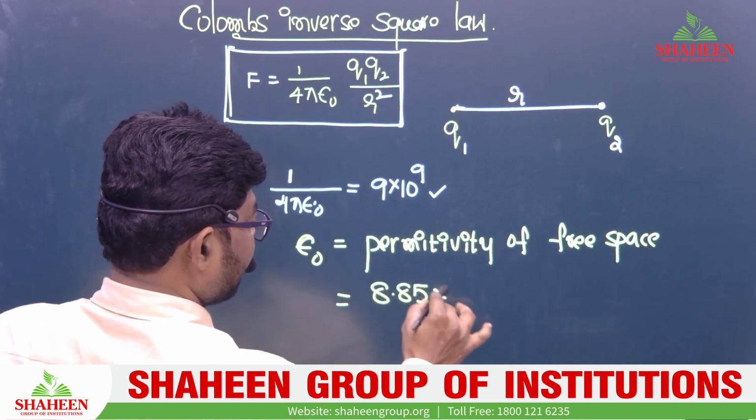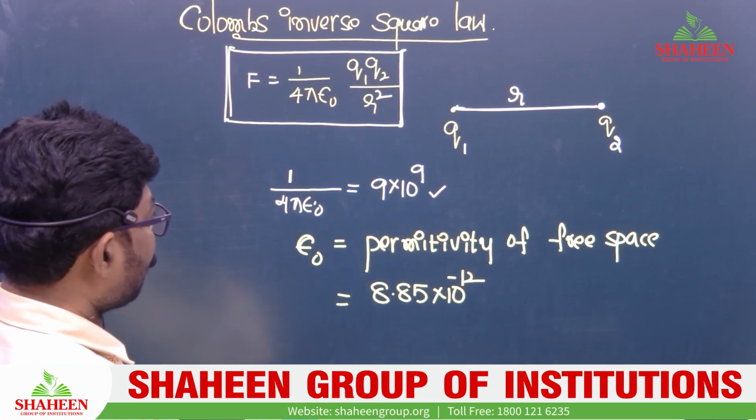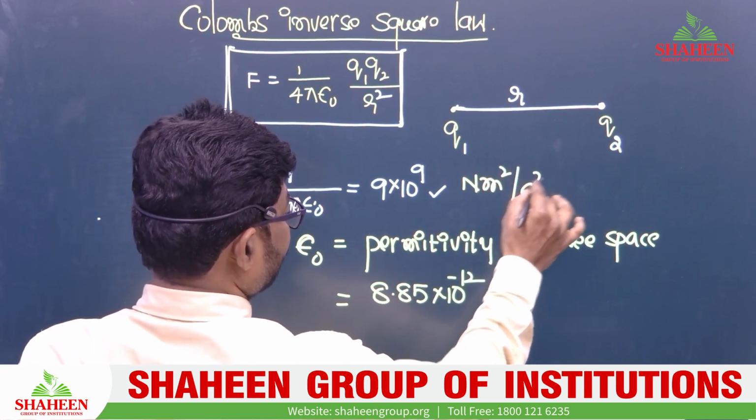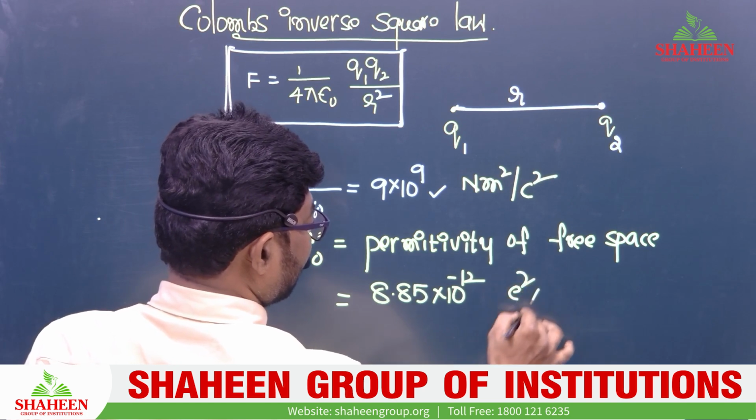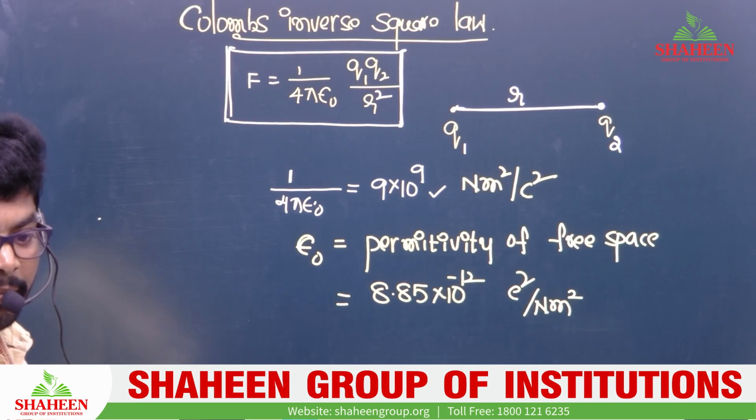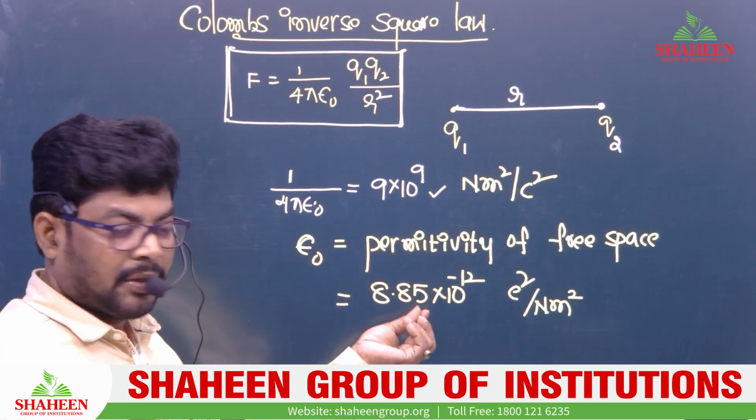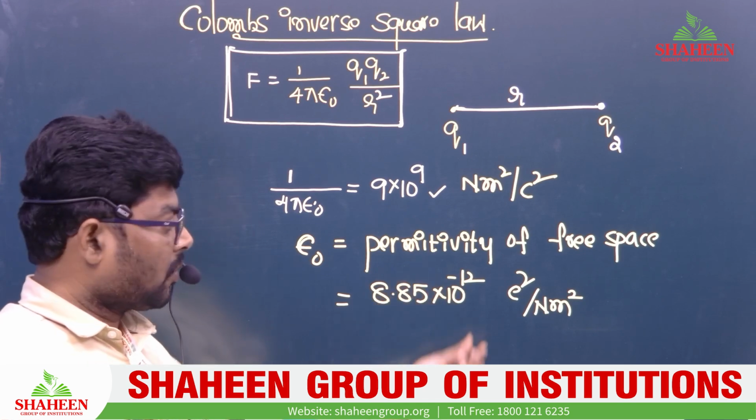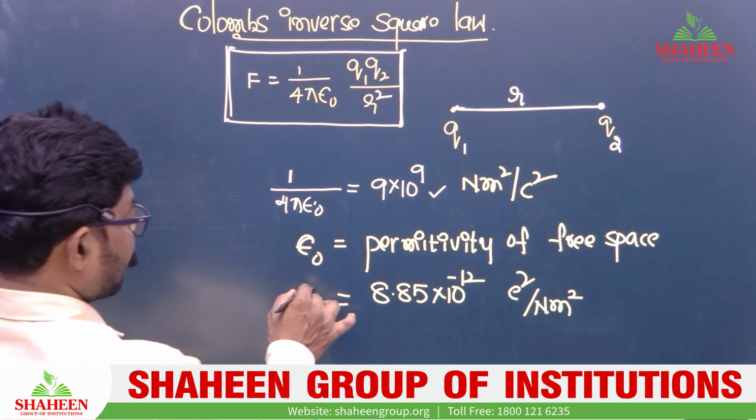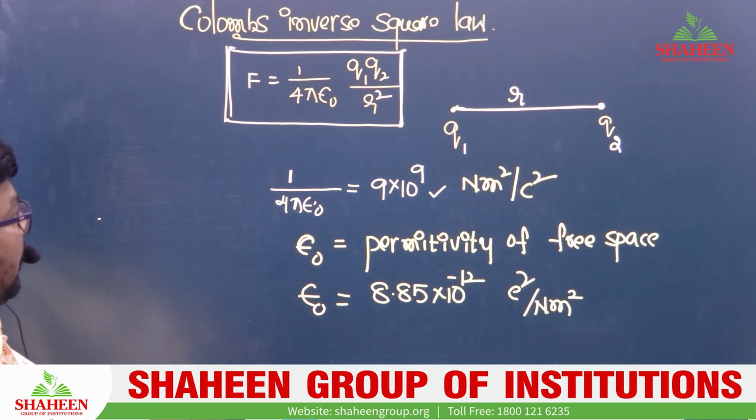8.85 into 10 raised to minus 12. Epsilon naught का formula. In SI units it is Newton meter square upon Coulomb square; for this one, it is Coulomb square upon Newton meter square. So this is the permittivity of free space: 8.85 into 10 power minus 12 Coulomb square upon Newton meter square. So this is called epsilon naught, permittivity of free space. It is the basic formula.